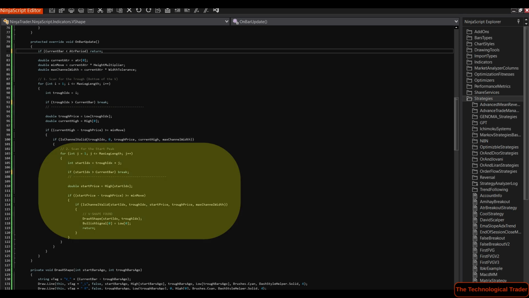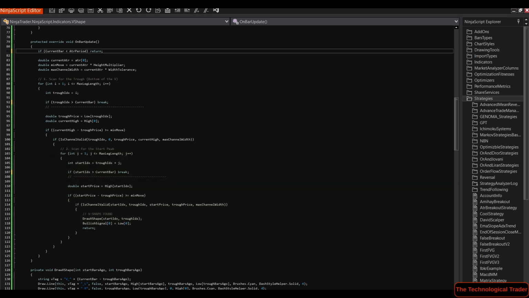Scanning for the start peak. If the right side of the V looks good, the code then looks back even further from the trough to find the start peak, the beginning of the drop. It performs the same checks here. Is the drop deep enough? And did the price stay within the corridor on the way down? If both sides pass these tests, a V shape is found. The script then draws the pattern on your screen and fires off a bullish signal.